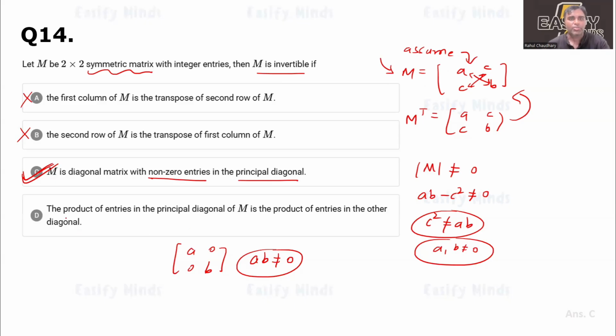Now let's check the D option also. Product of entries in the principal diagonal of M is the product of entries in the other diagonal. If they both are equal, if D is there, product of the principal diagonal, so AB is equal to the product of this one, then the inverse will not exist. M will not be invertible.